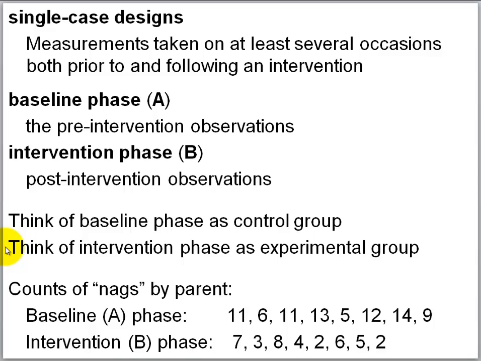So let's suppose that we have a single case design, a simple, straightforward AB design. What we're going to be doing is having a parent count the number of times that she or he nags their child. And so we're going to take 1, 2, 3, 4, 5, 6, 7, 8 baseline measurements, and then we are going to intervene. Perhaps some kind of a behavior modification regimen is set up, or perhaps something different.